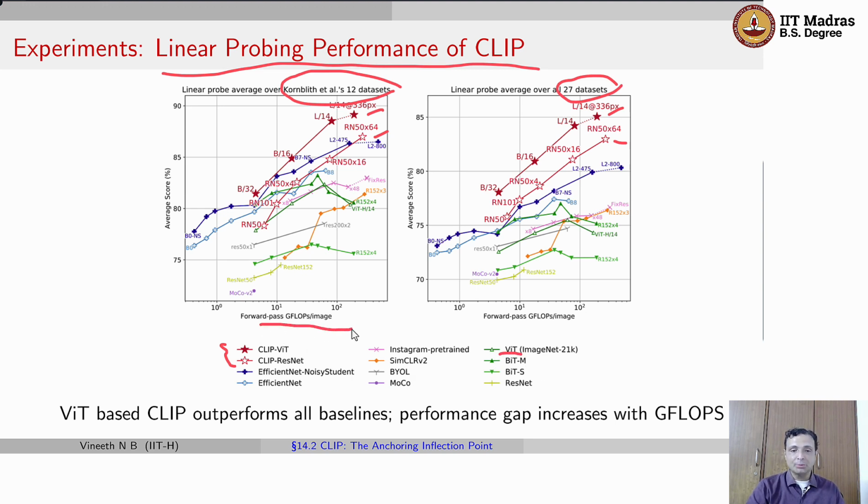And what is interesting to observe is that as you allow the model more capacity, which means as you allow more GFLOPs per image, CLIP only does even better than your baseline models.